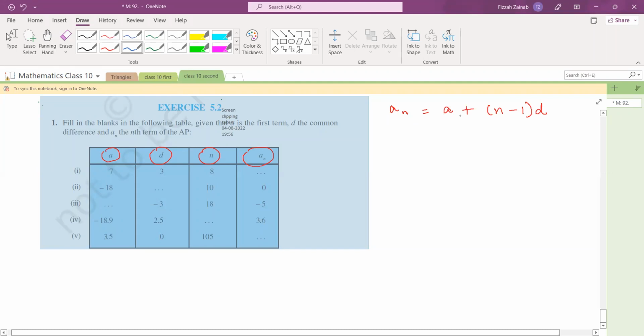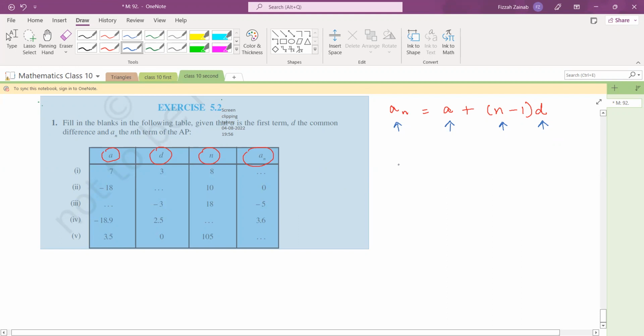Now it has 4 unknowns. One is the nth term, then a, then n, then d. In one equation, if only one variable is missing, then you can find its value. To find one variable, you need one equation. If you have 2 missing variables here, you will require 2 equations. So you can see 3 are always given. Only one is not given. So simple, just put it in the formula, find the 4th one. That's it. Last is simple, you have to find an.